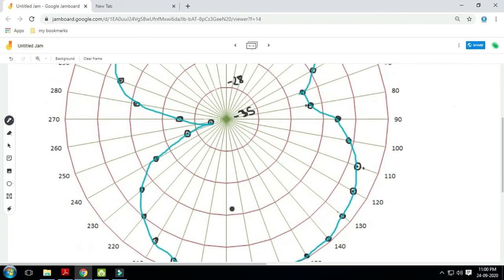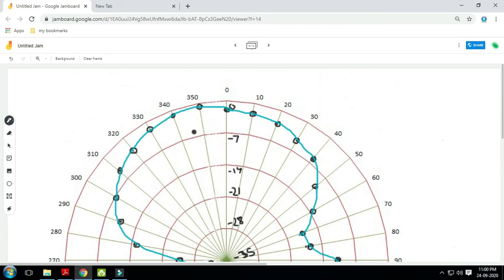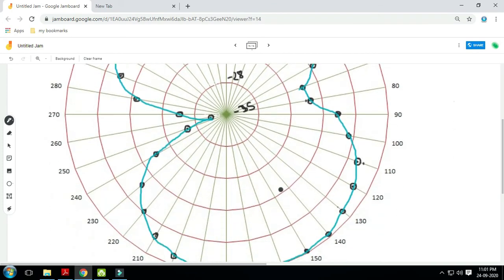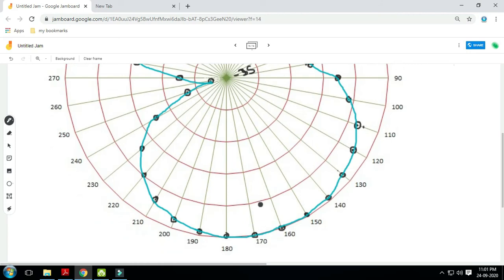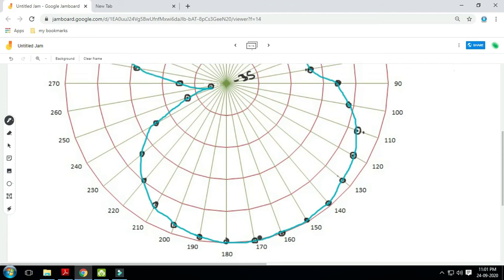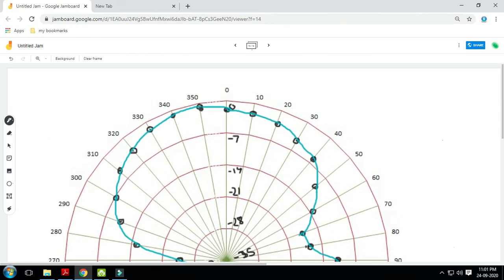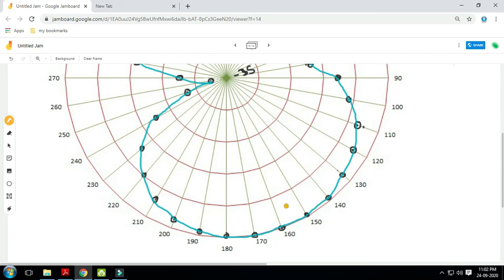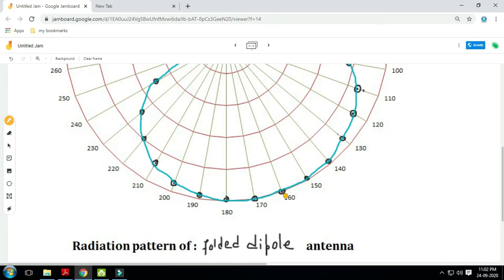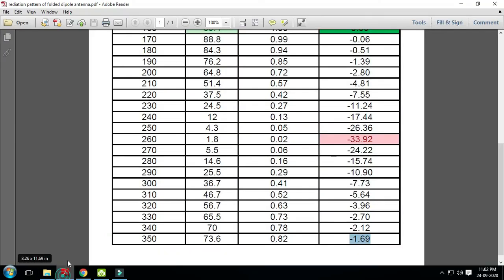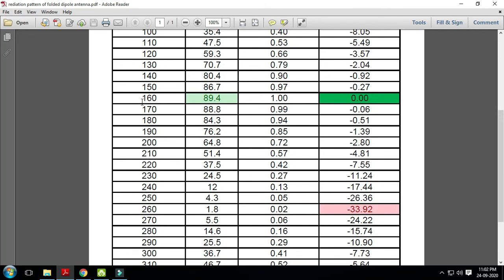Now, after we have constructed the radiation pattern, we have to do one thing more, that is the 3 dB beam width. So we have to calculate the 3 dB beam width. To calculate it, just go to the maximum power. We have maximum power at, sorry, 160 degrees. At 160 degrees we have 0 dB.